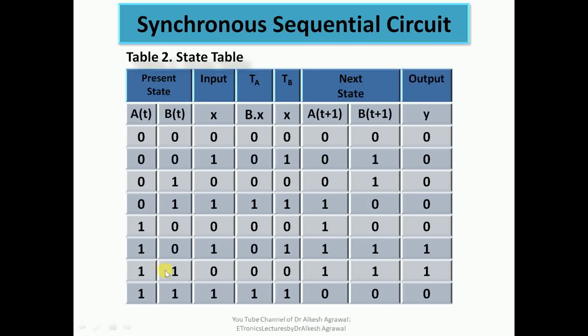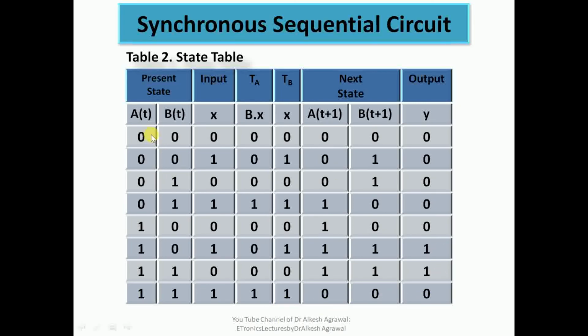Now we have state 1 and 1 with input 0. So 1 and 0 is 0 and 0 X is 0, so we have 0, 0. So again A from 1, 1 will remain at 1, 1. Then again we take state 1, 1 with input 1. So again the value of B and X is 1 and X is 1. So again now both toggle inputs are activated. So the state changes from 1, 1 to 0, 0.